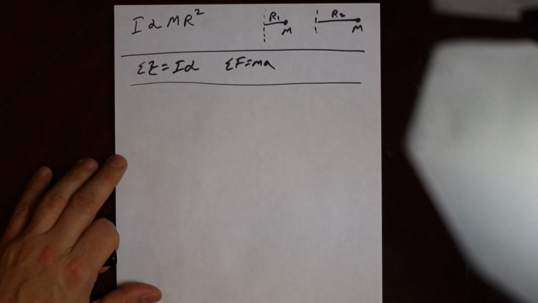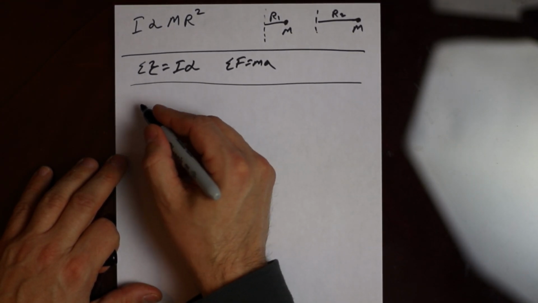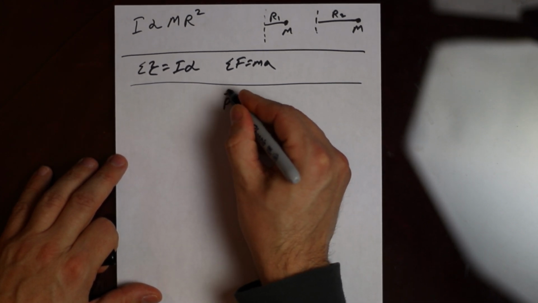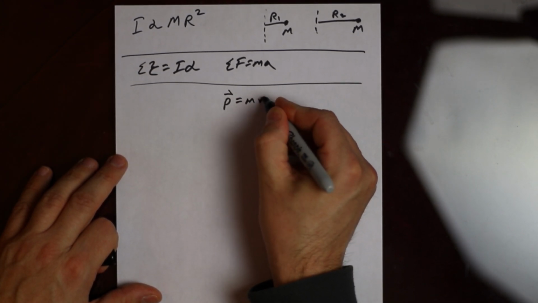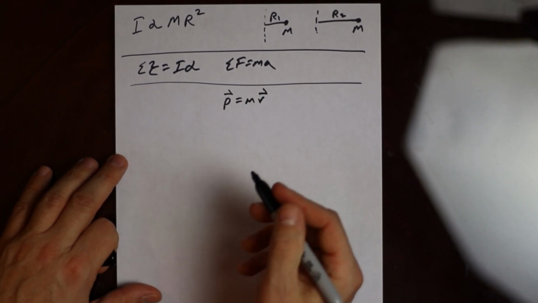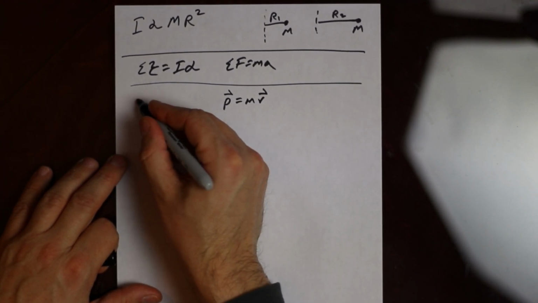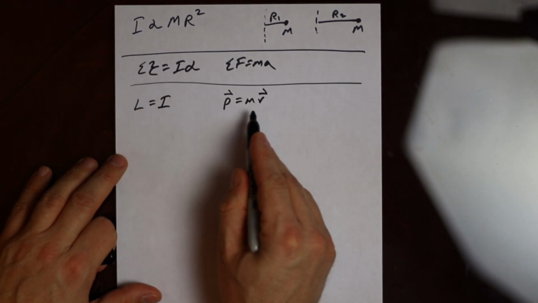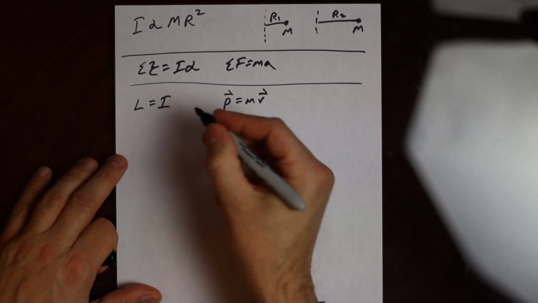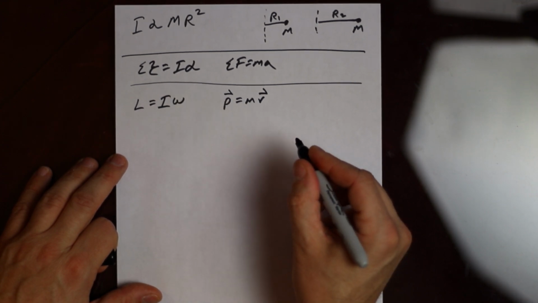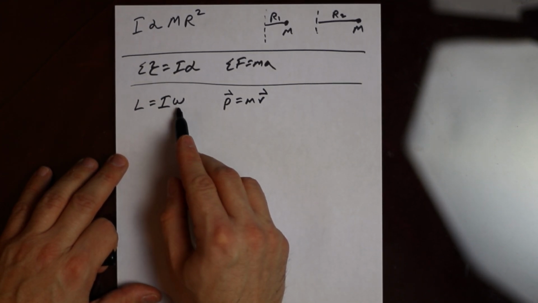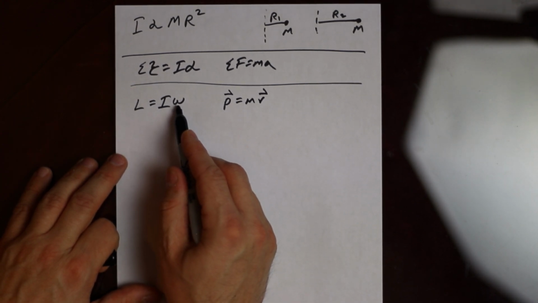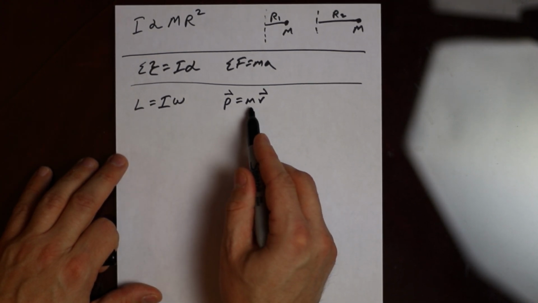Okay, so now let's talk about it in terms of angular momentum. If you remember, momentum, p, equals mass times velocity. For angular momentum, we call that L, and L equals I, our stand-in for mass, right? And then what's our stand-in for v? That's our omega, our angular velocity, or angular frequency, but typically I'll call it angular velocity. So I omega versus mv.